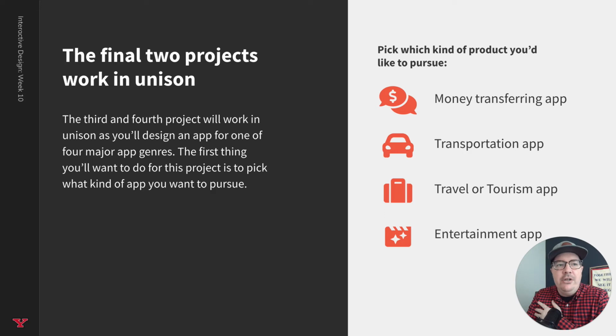The first thing you're going to want to do for these two projects is to pick what type of product or app you want to design, or pursue for your final project. I've outlined 4 generic categories for you to choose from. The first one is a money transferring app. Perhaps something like Venmo or PayPal comes to mind. A transportation app is another category to pick from. Maybe think of something like an Uber or a Lyft. A travel or tourism app, maybe think of something like an Airbnb, or an entertainment app. Maybe it's something like a Netflix or a Hulu.